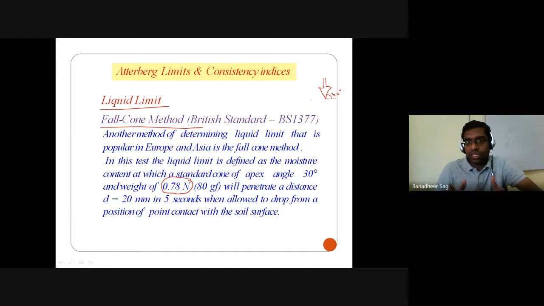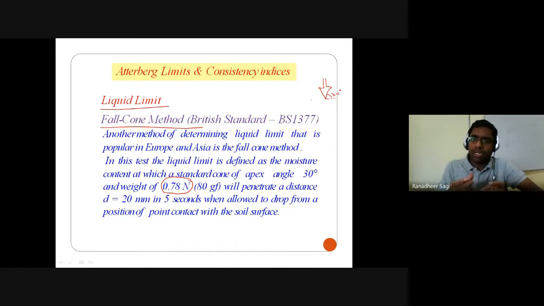However, it is once again going to be a trial and error process, because you cannot exactly say that if I mix this much water, then my cone would penetrate by 20 mm in 5 seconds. So, similar to Casagrande's approach, we do the test here in a similar way. You add some quantity of water, prepare the soil and place it into the cup, allow the cone to penetrate into the soil, and within 5 seconds measure how much penetration happened. Note that down, and determine the corresponding water content existing in that soil sample.